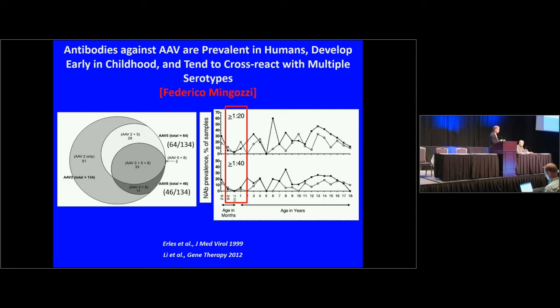These antibodies: children tend to be born with antibodies that may have resulted from maternal transfer, but then during the first year of life tend to not have antibodies against AAV, but then subsequently, during childhood, these antibodies emerge.